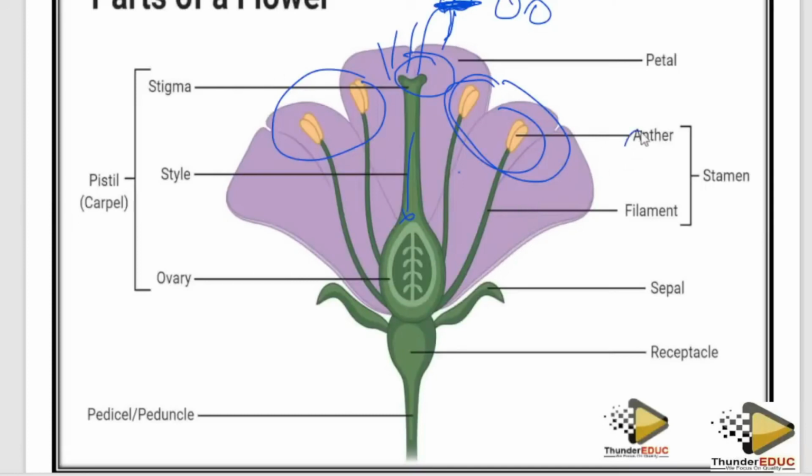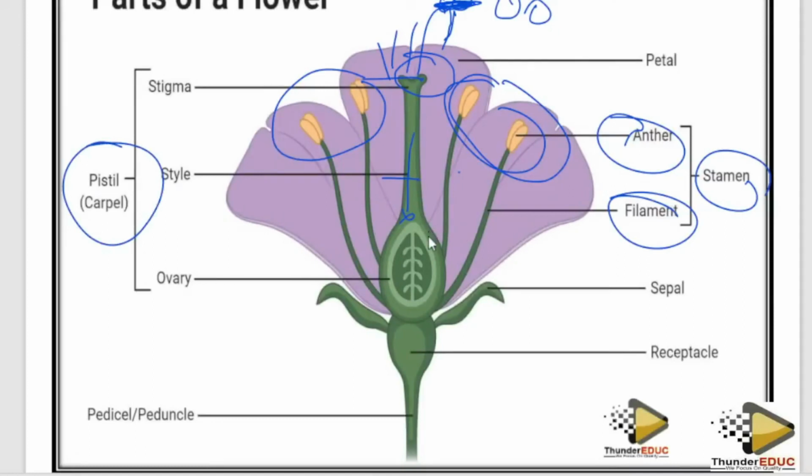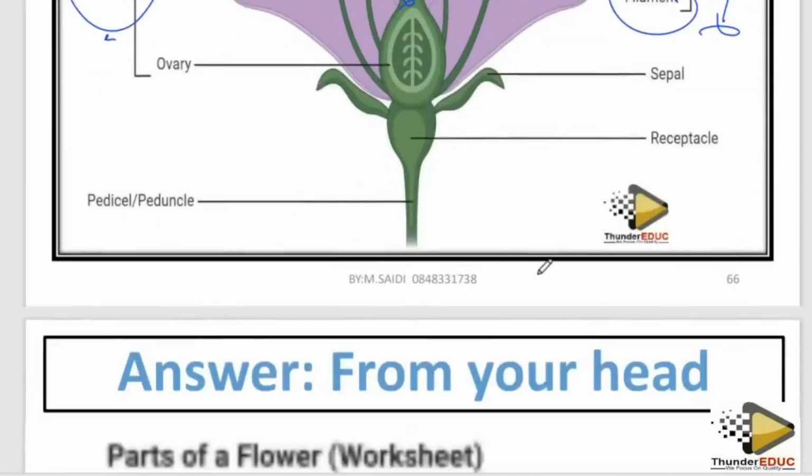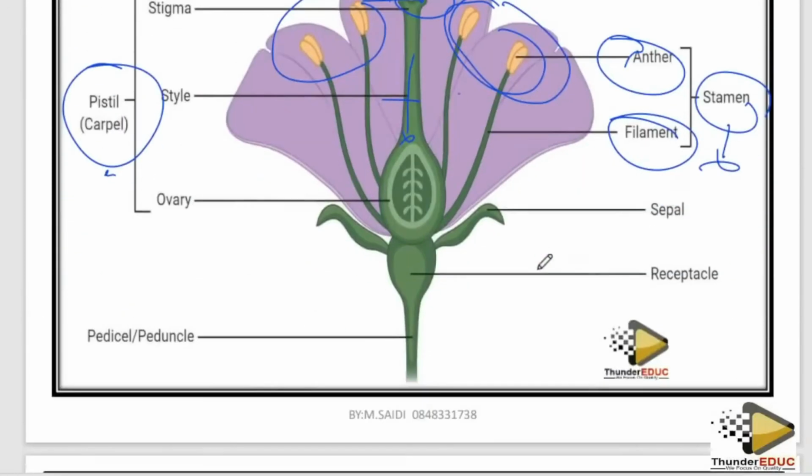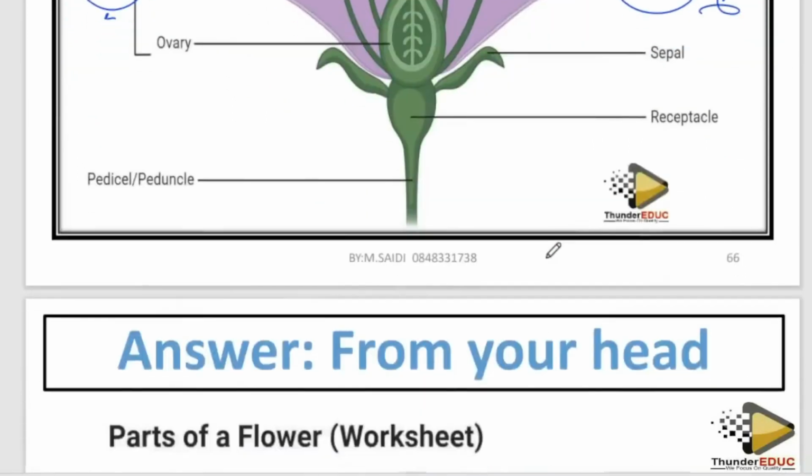A combination of anther and the filament, how do you call it? The male part of the flower is called the stamen. The female part of the flower is the stigma, the style, and the ovary. The whole part we call the pistil. Scientifically, the male part is called androecium, while the female part is called gynoecium. Anyway, let's continue. I'm not teaching, I'm just predicting.